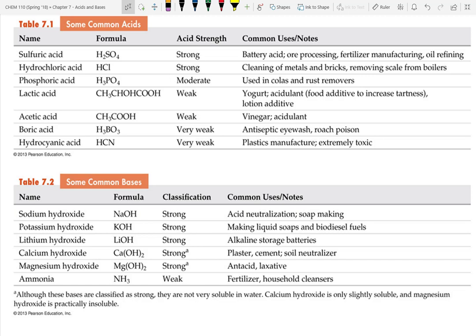The next one we have is boric acid. Boric acid is found in ant poison and roach poison. It's also commonly used for cleaning, so people will use it as a laundry detergent.